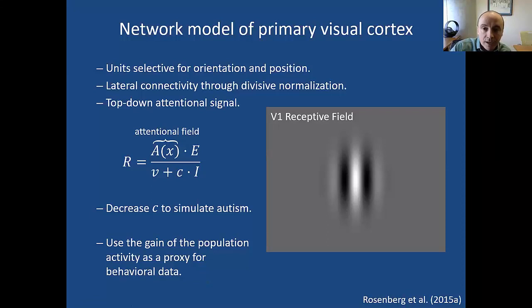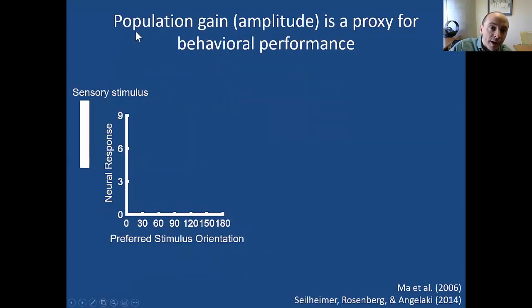So I'll give you in the next slide what I hope is an intuition for how we can use population gain, or the amplitude of the population response, as a proxy for behavioral performance. And this follows from work of Weijie Ma and other theoretical neuroscientists from the mid-2000s, and some applications that we came up with later for multisensory cue integration. So in this case, we have the preferred stimulus orientation of each neuron in the neural network. So neurons which prefer an orientation of 0 prefer horizontal bars. Neurons that prefer 90 degrees prefer vertical bars like this one.